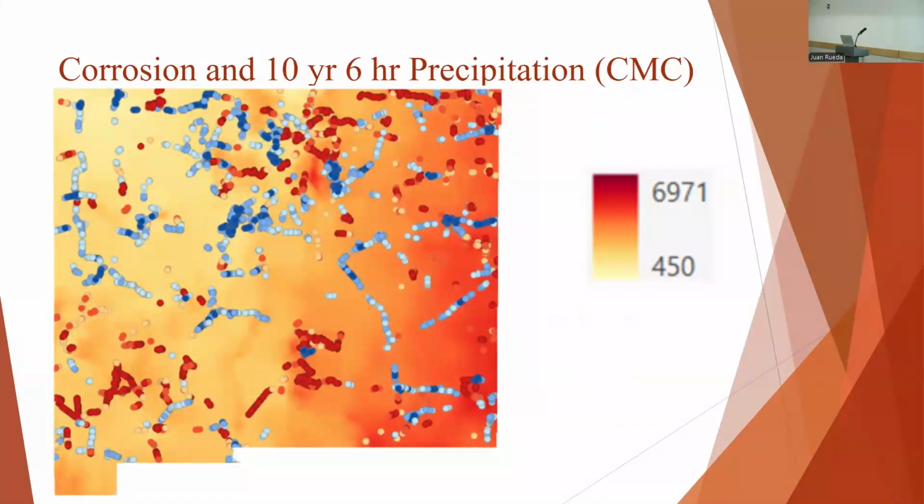This is corrosion with a 10-year, 6-hour precipitation depth. The eastern part of the state is more wet, and then up in the Four Corners area you can see it's more dry. But you see the clusters of corrosion are centered around our mountainous regions. And again, they're wetter. So when you have wet conditions, it helps metal corrode.